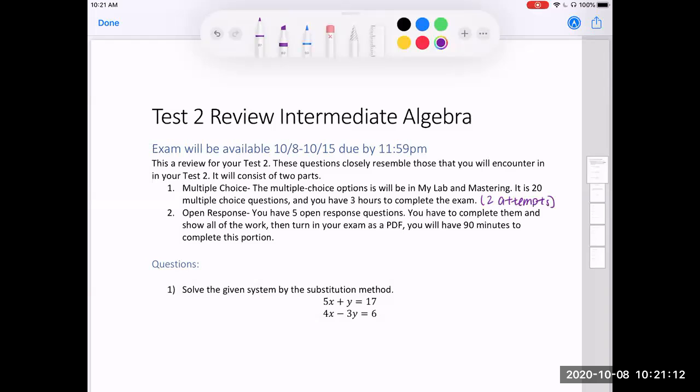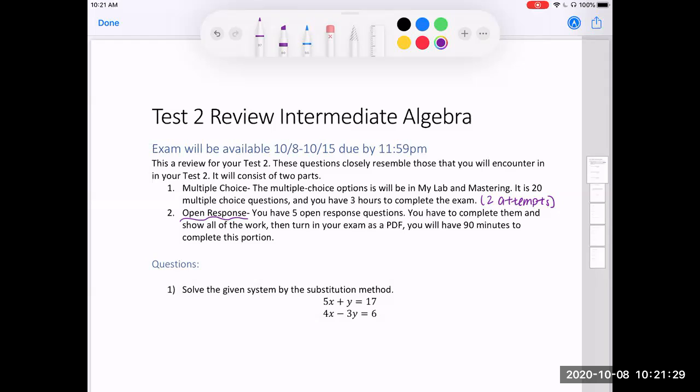I like to give you 2, just in case you have a bad turn, you can have another try. Now, what's different this time around is that I have an open response portion. This will be 5 open response questions. You have to complete them and show all of your work.